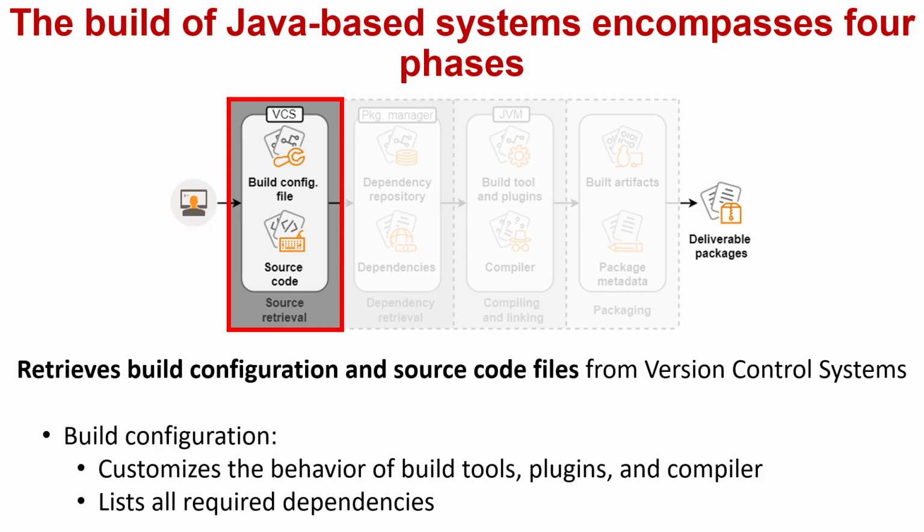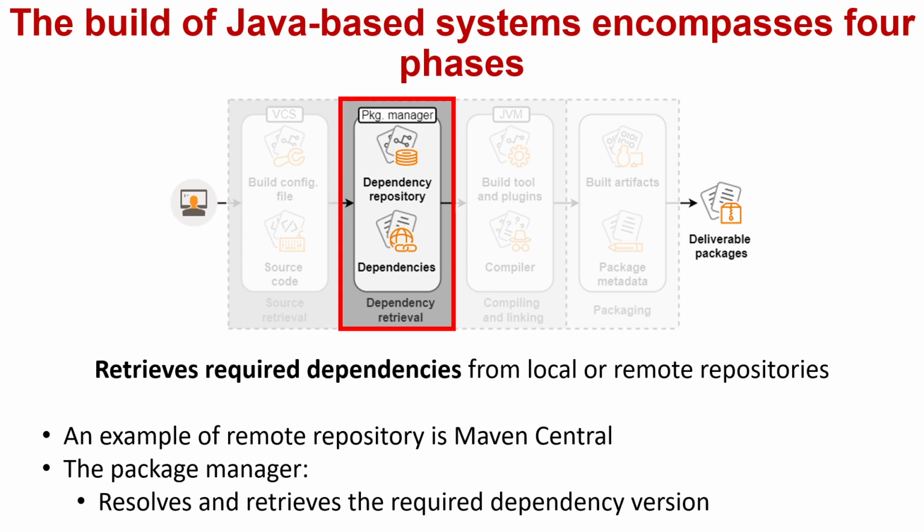The first phase is source retrieval, in which the build configuration and source code files are checked out from version management systems. The build configuration file has build customization options and a list of required dependencies. The second phase retrieves the required dependencies from package repositories such as Maven Central. A package manager resolves the versions of each required dependency and retrieves the resolved version from the repository, which are cached locally.